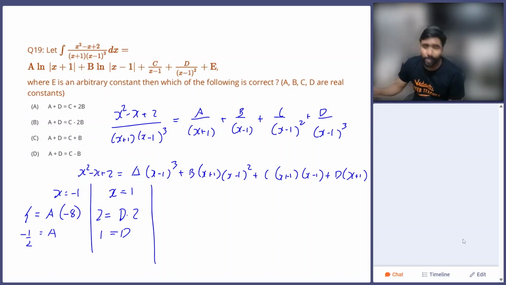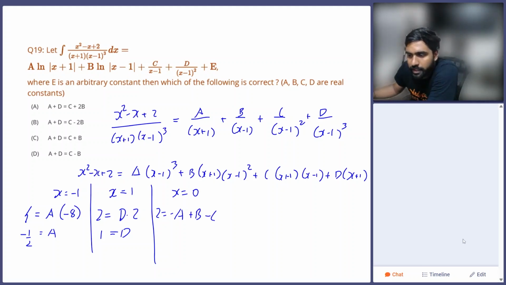Now these are the only two substitutions which we had, right? So now we have to use a little bit of other substitutions, like let's go for x is equal to 0. So when you have x is equal to 0, you will get 2 is equal to, you have minus a, then 0 pe you have plus b, then 0 pe you have a minus c, and then 0 pe you have a plus d. Okay, this is what you have.